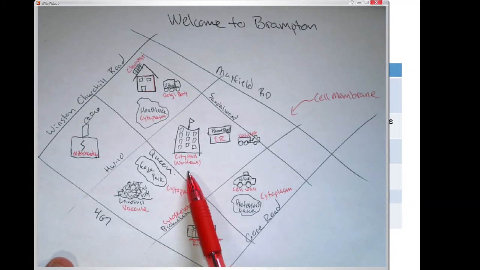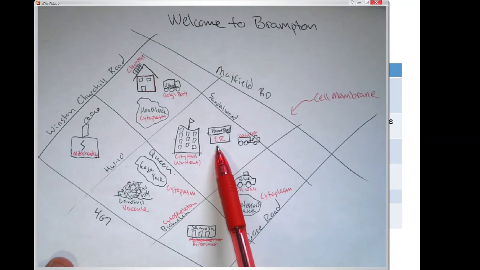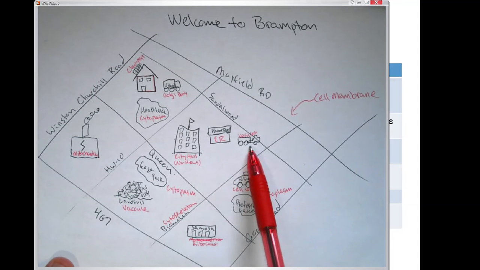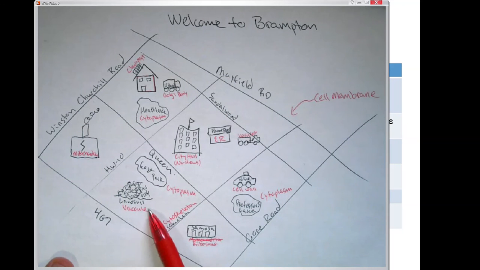There's City Hall. That's the nucleus. Home Depot is where we get our parts. It's the ER. There's the vesicle moving stuff away from the ER. It's a transport truck. Let's see, what else do I have here? Here's my landfill, where we just dump useless stuff. In fact, I actually put it near my house. I live down here in the south end of Brampton.